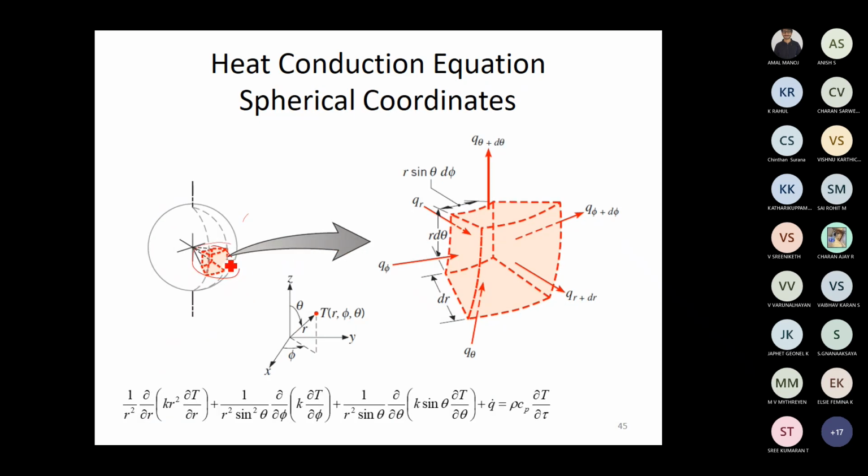Now, in the spherical coordinates, in a spherical object, you can take an element which represents the spherical element, and the dimensions of the spherical element will be r, the radial direction, phi, the tangential direction, and theta. Theta is what is called the azimuthal direction. I'll write it down here.